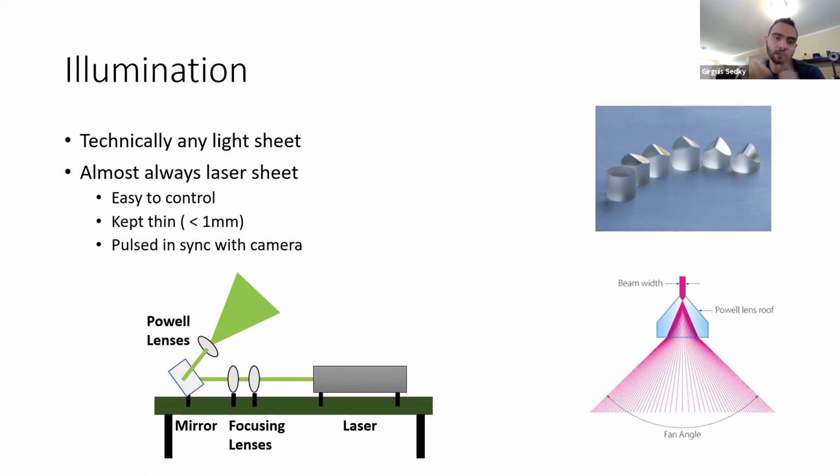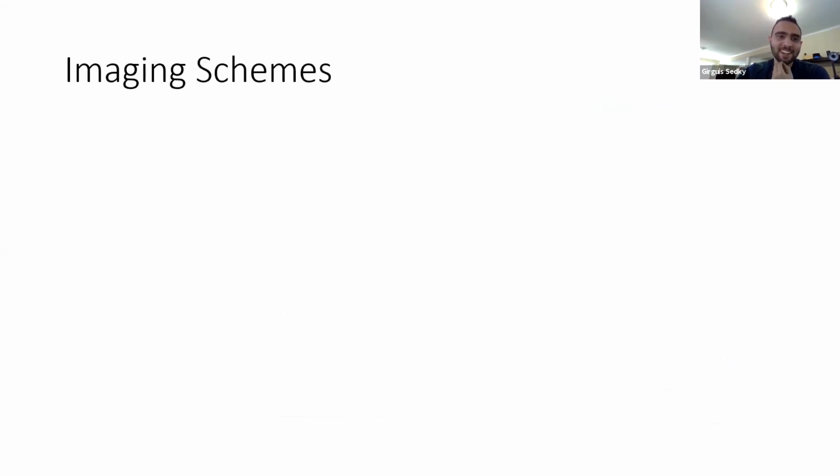So the size of the laser sheet is a function of the fan angle of the Powell lens. If you want a really wide laser sheet, you need to pick a Powell lens with a really high fan angle. But if you don't need a wide laser sheet, but you need a laser sheet that has a high intensity, then you'd want to fan less. So you want a lower fan angle. Now, Powell lenses range from like 5 degrees to like 45 degrees. So you have a really wide selection. They're also really expensive, so don't break them.